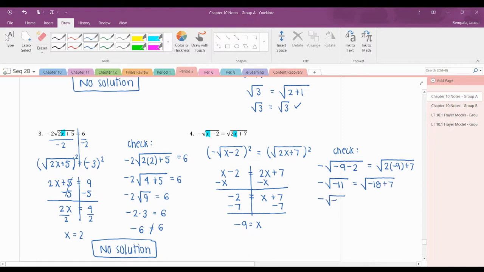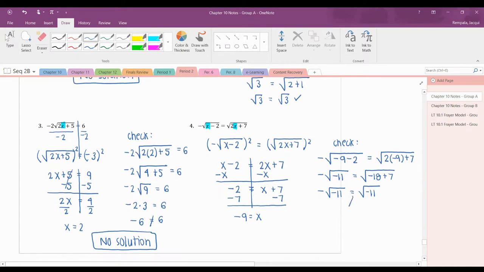So we'll have that negative and then square root of negative 11. On the right, when I combine those numbers, we'll have a negative 11. But here's the thing, they're not the same because there's a negative out in front of the square root on the left and there isn't on the right. So these are not the same. So this is a false statement. So once again, we end up with no solution.